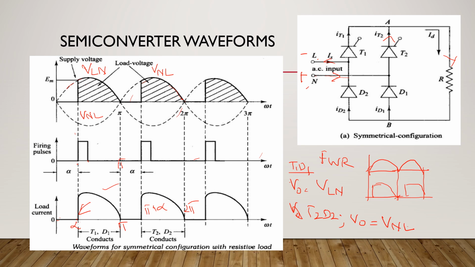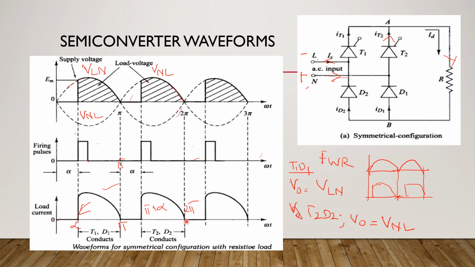So the load waveforms are redrawn over here. From 0 to alpha, T1 and D1 conduct, and the output voltage is like this. From pi to pi plus alpha, there is no output voltage because none of the devices are conducting. T1 and D1 turn off at this instant pi, and T2 is not fired till pi plus alpha. So none of the devices are conducting, and the output voltage is equal to 0 here.